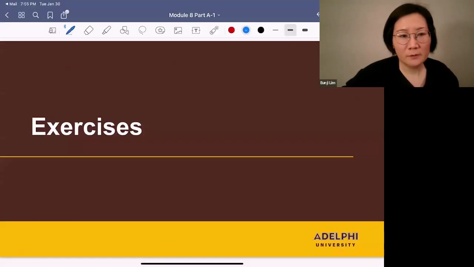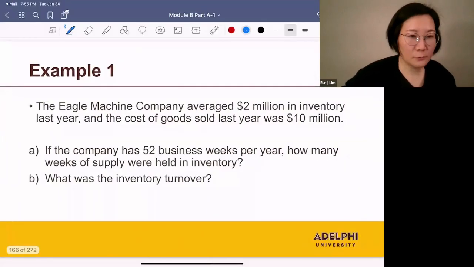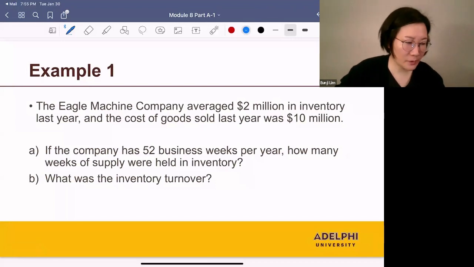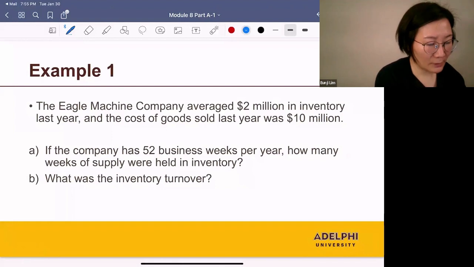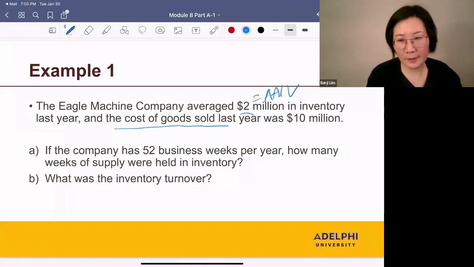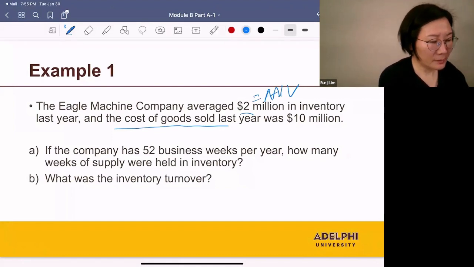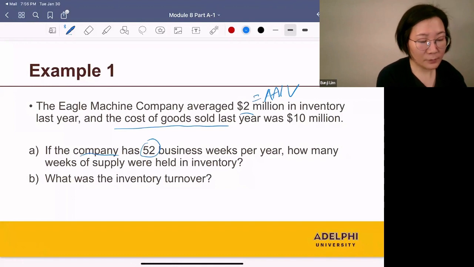Let's try a couple of exercise problems. Question 1. The Eagle Machine Company averaged $2 million in inventory last year. So what is this number? AAIV. And the cost of goods sold last year was $10 million. A, if the company has 52 business weeks per year, how many weeks of supply were held in inventory?